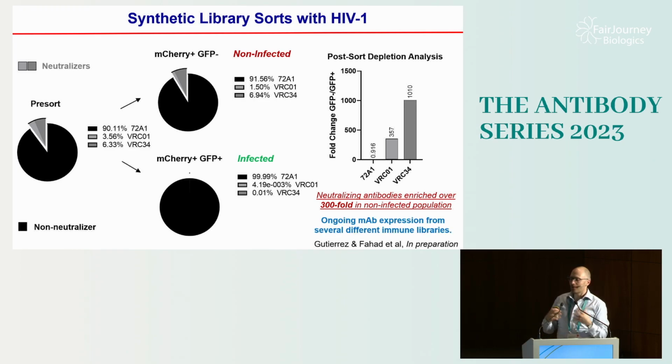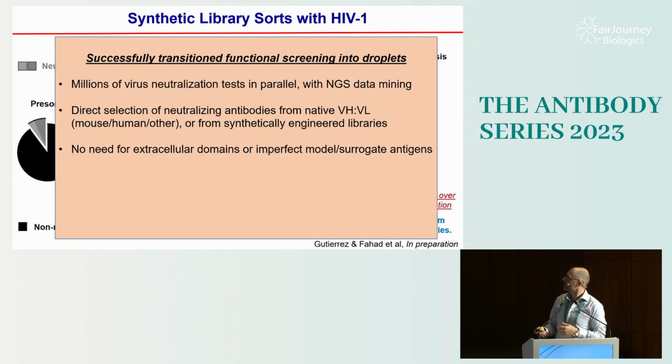And we've got ongoing experiments with a number of libraries and a number of different targets, not just viral, but we're also looking at other targets with this type of approach. And so we're really doing a lot of functional screening in droplets these days. We're doing several million neutralization assays a week using these droplet approaches with a very small team working on it. We're doing direct neutralization. It works with natively paired libraries and also with synthetic libraries. It's compatible with different formats, multi-specifics, things like that, fusion proteins.